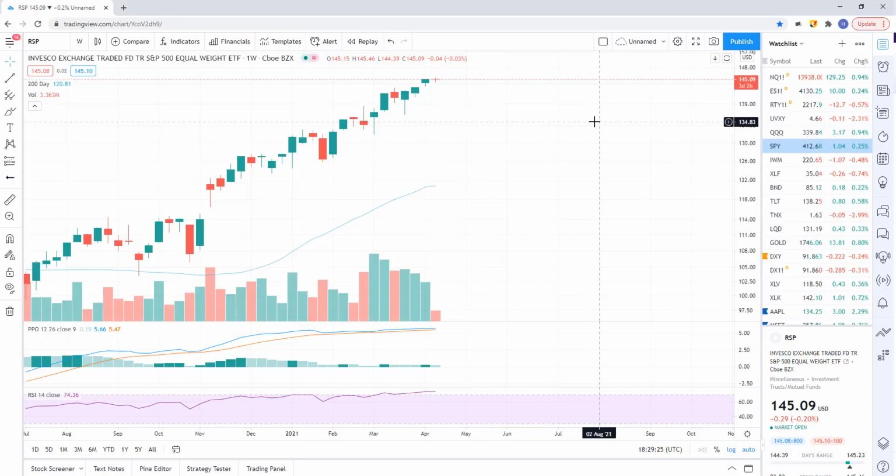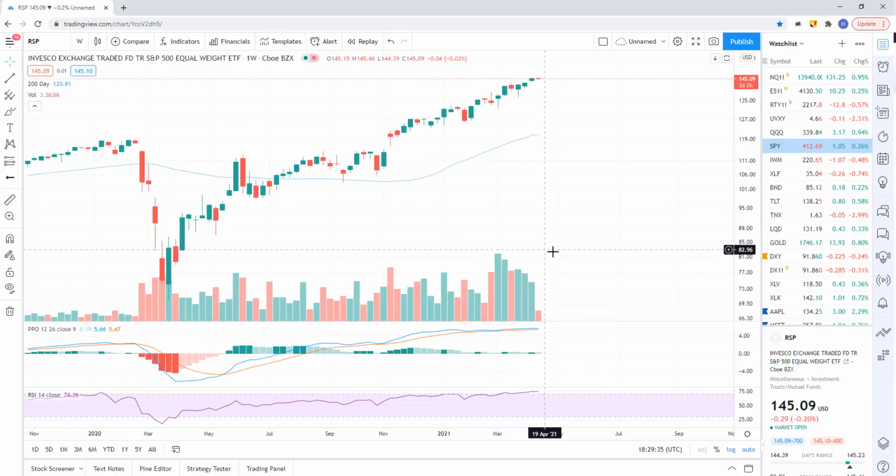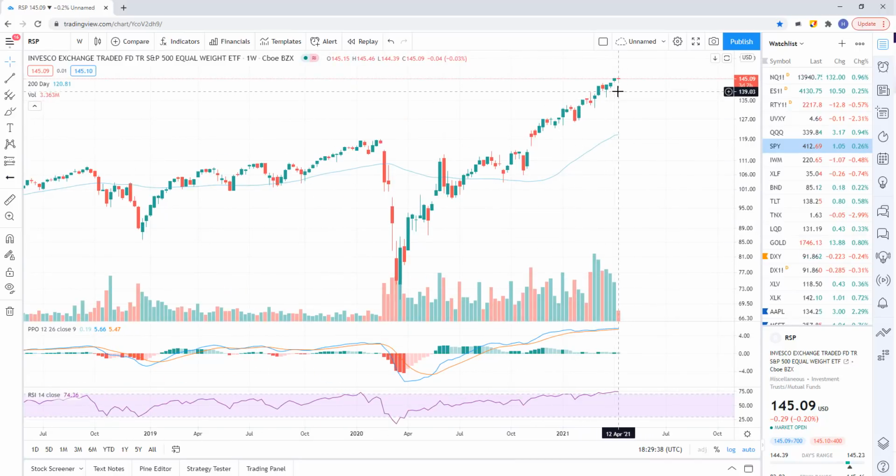So again, that's just showing that there's not a lot of breadth in this move today. It's really mostly based on the FANG stocks, and I just want to point that out. So usually when you start to see rallies start to fizzle out, the breadth starts to retreat and you don't get as wide of a participation in the rally.